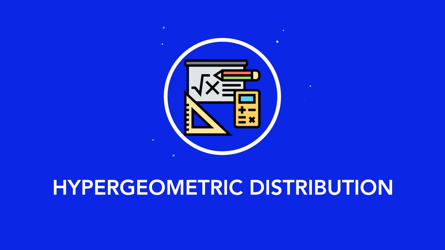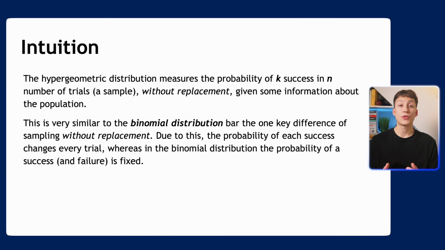So we will first begin with gaining some intuition behind what the hypergeometric distribution is. The hypergeometric distribution measures the probability of k successes in n number of trials, a sample in this case, without replacement, given some information about the population. Now this may seem like a mouthful, but we'll go through an example in a second to make that really concrete and really simple to understand.